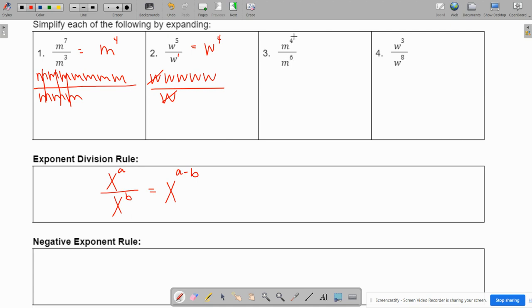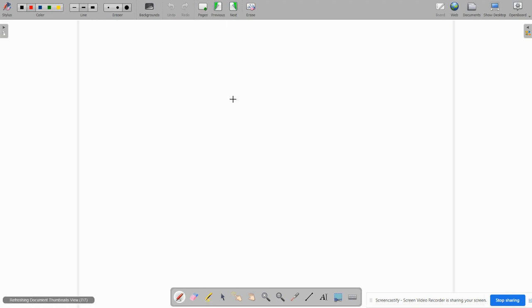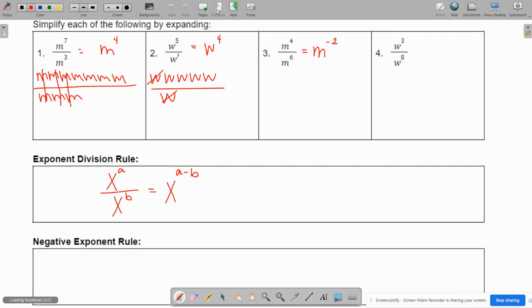If you tried to use that rule over here, m to the fourth divided by m to the sixth, if you do 4 minus 6, you'll notice you're going to get m to the negative second power. And that's really something that we're unfamiliar with. If I try to think about something to the negative second power, for instance, 5 to the negative second power, I don't really know what that means. So I'm going to come back to that here in a minute.